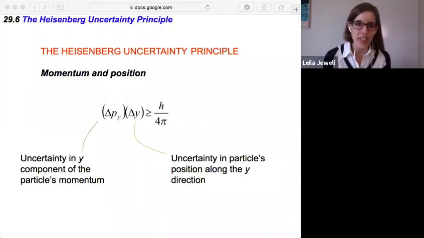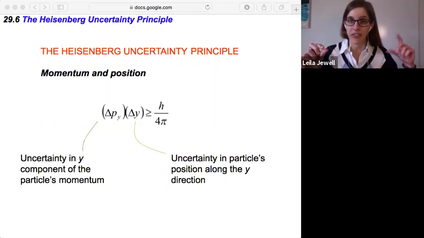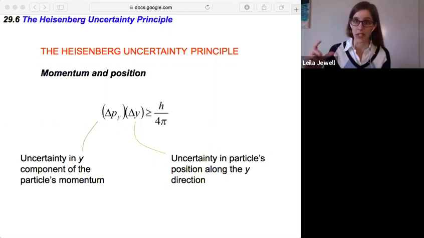Section 29.6, the Heisenberg Uncertainty Principle. So a scientist named Heisenberg came up with the idea that we have a limit to how much we can observe something. And if we observe more about its position, we know less about how fast it's moving. If we know more about how fast it's moving, we know less about where it is.